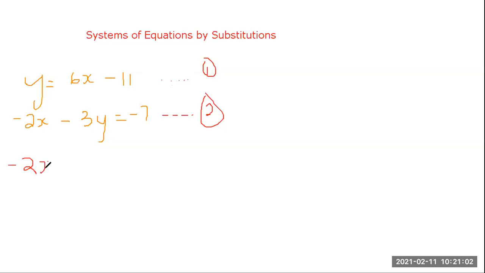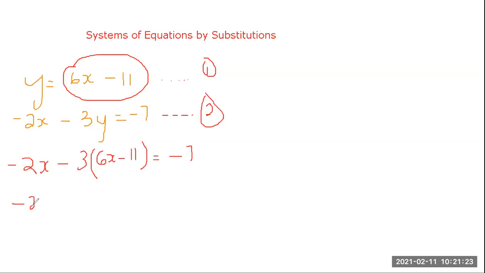negative 2x minus 3, and wherever y is, I'm going to put this whole equation in right there. Because y is equal to that, I'll replace y with that equation, 6x minus 11, and all that is equal to negative 7. And then I go through and I solve it like you normally would.